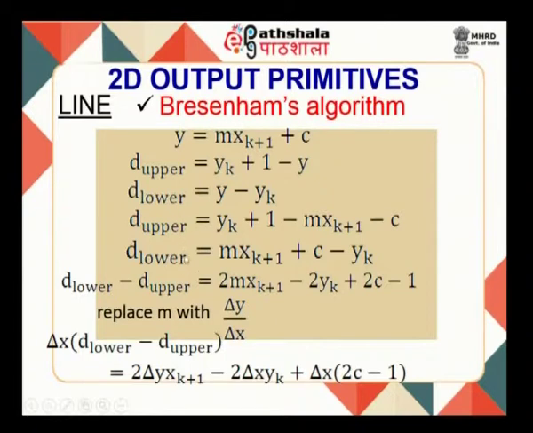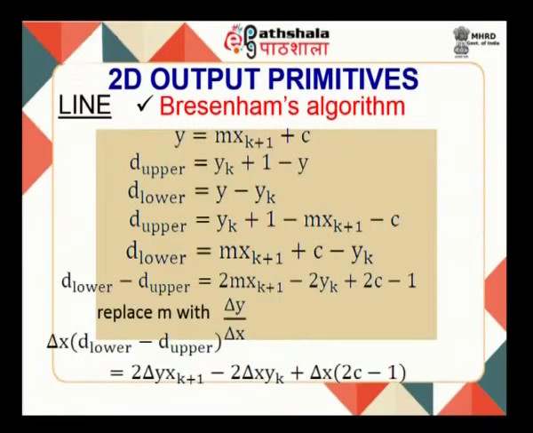So, as we got the equations for d lower and d upper already here, take the difference of these two, d lower minus d upper. Which gives us an expression like this, 2 times m xk plus 1 minus 2 yk plus 2 c minus 1. You can sit and follow when you start doing it for yourself, you will be able to solve these expressions more easily when you take a pen and a paper and note it down and keep resolving these equations.